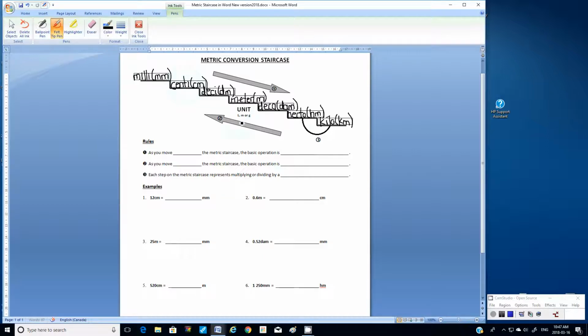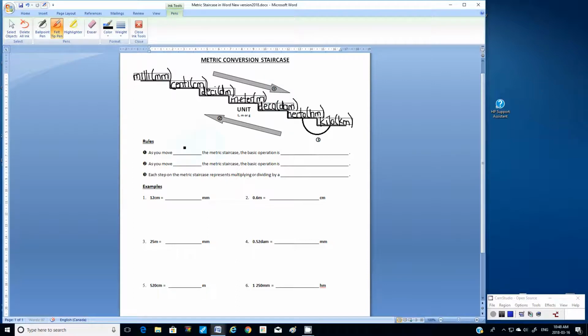Now again, if we were working in volume, these would all be deciliter, centiliter, milliliter. And if we were working in mass, we would have the grams. So this would be decagrams, hectograms, kilograms. All right, so there are three basic rules you need to remember when working with the metric staircase. Let's look at rule number one.